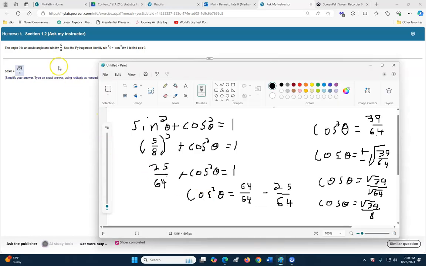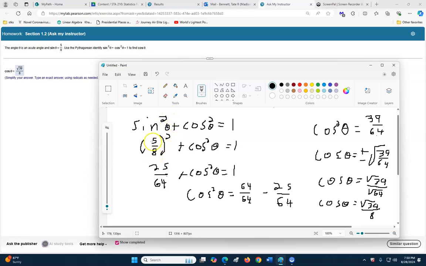So let's see if I bring up Paint. I'm trying, I can't write real clearly with the mouse here. But you have sine squared of theta plus cosine squared of theta equals 1. And up here they tell us that the sine of theta is 5/8. So you replace sine of theta with 5/8.